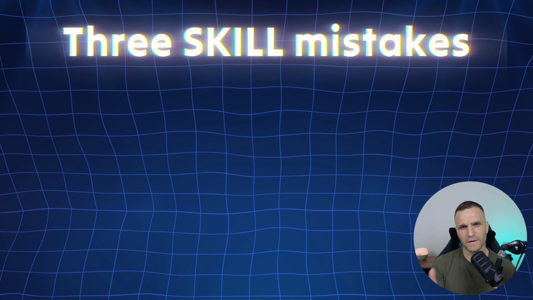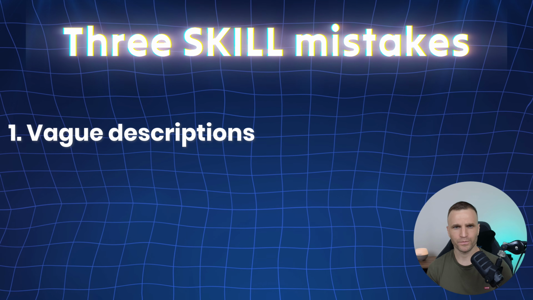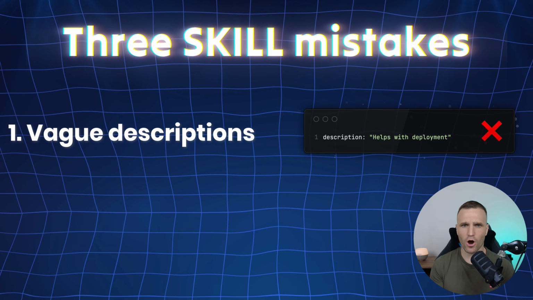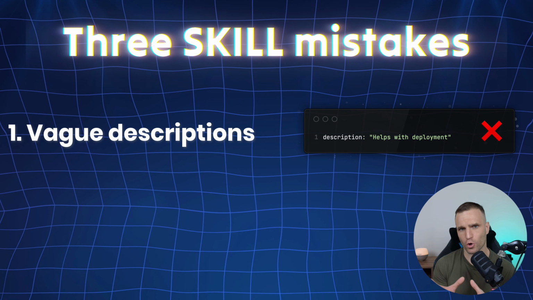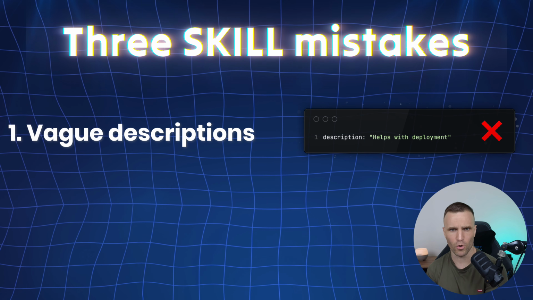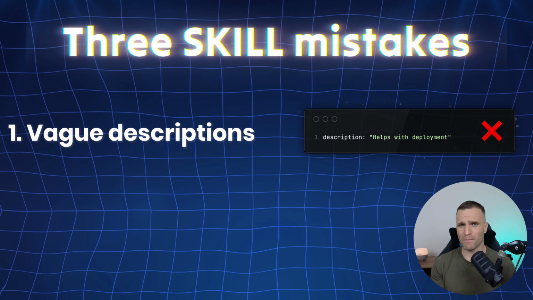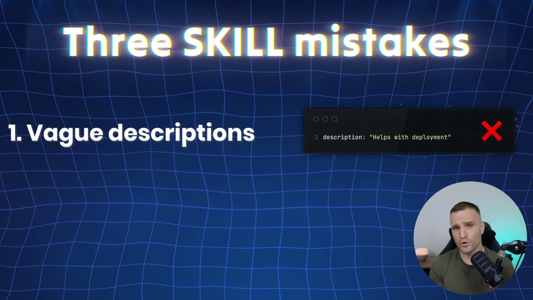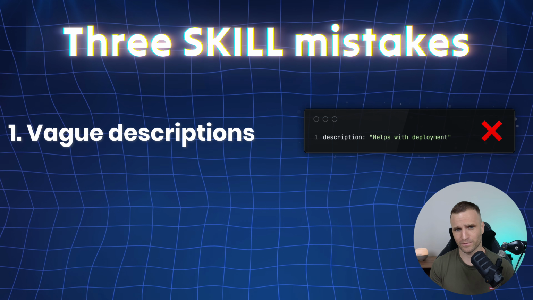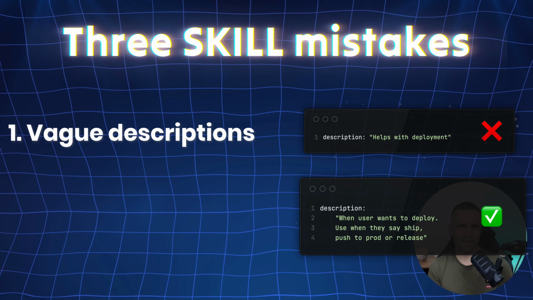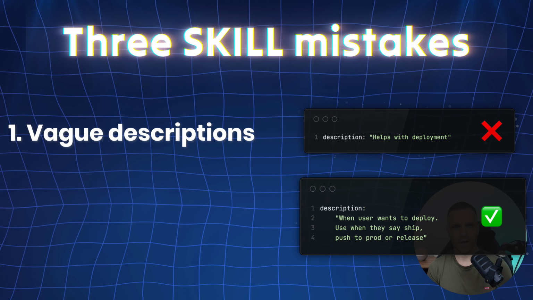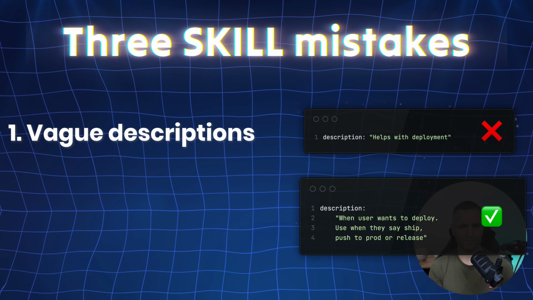3 mistakes most devs make with skills. Mistake 1. Vague descriptions. The description is not for you. It's for Claude. At session start, Claude scans every description so it knows what skills are available. If you write, for example, helps with deployment, Claude has no clue when to use it. Your skill might as well not exist. Instead, write something like when the user wants to deploy, push to prod, or release. And Claude fires every time.